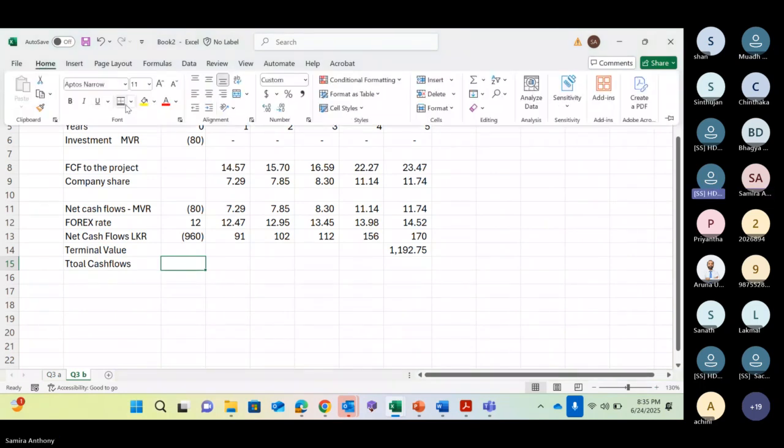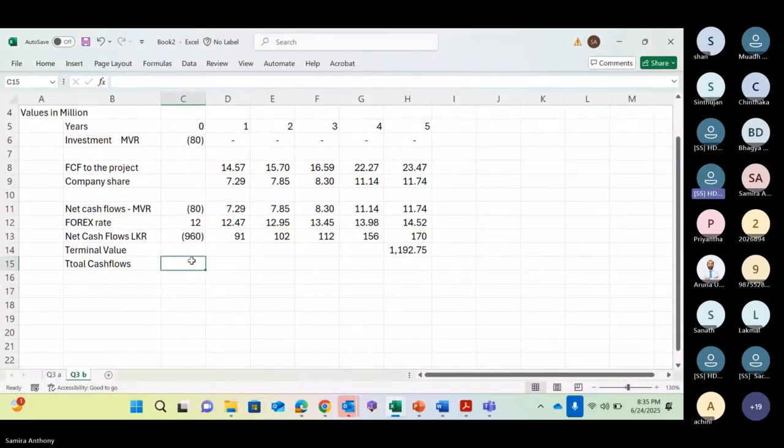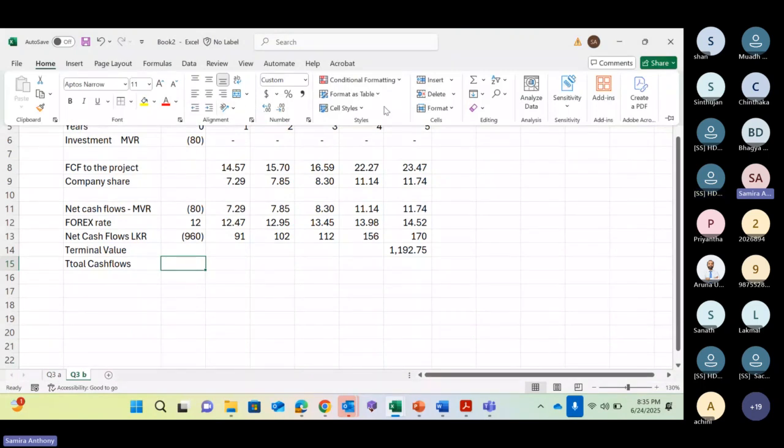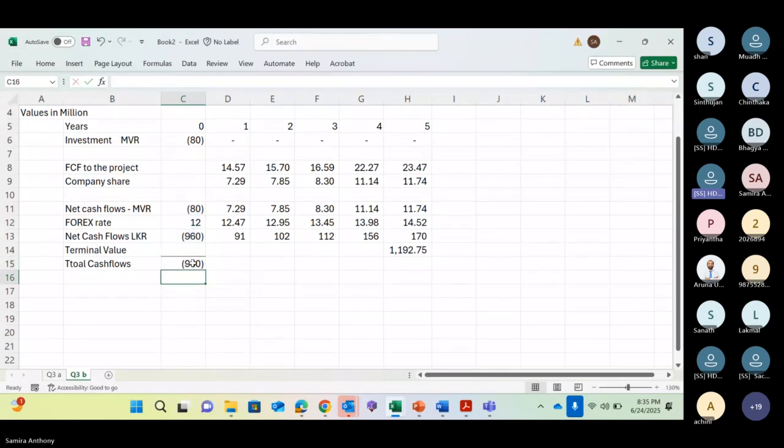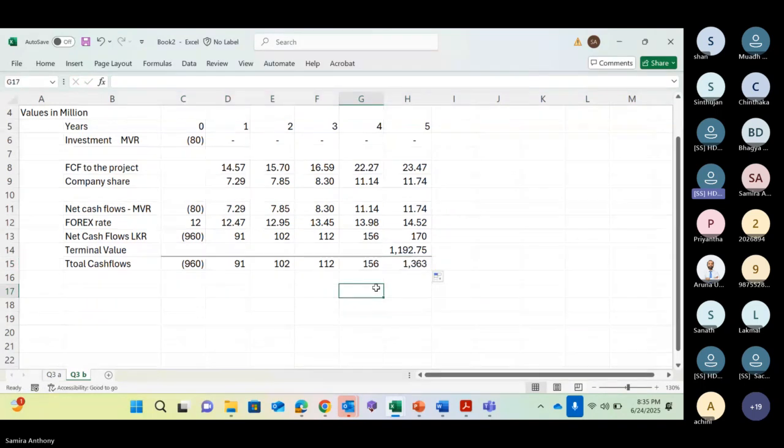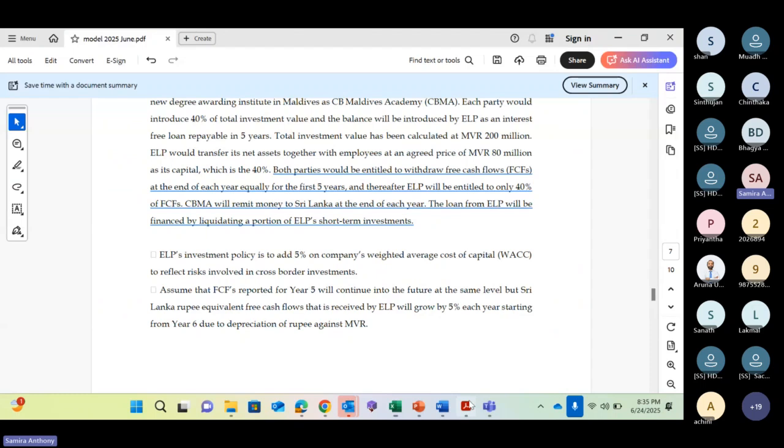So 20% multiplied by 1.05, or can we... No, you have to add 5%. You have to add a 5% premium. That's all. Okay, so in one of the past papers, I saw that they have multiplied the risk-free plus risk premium. How they explain it, in the sentence, is important. Increase by 5%. Here, ELP's investment policy is to add 5%. Got it? Okay, sir.